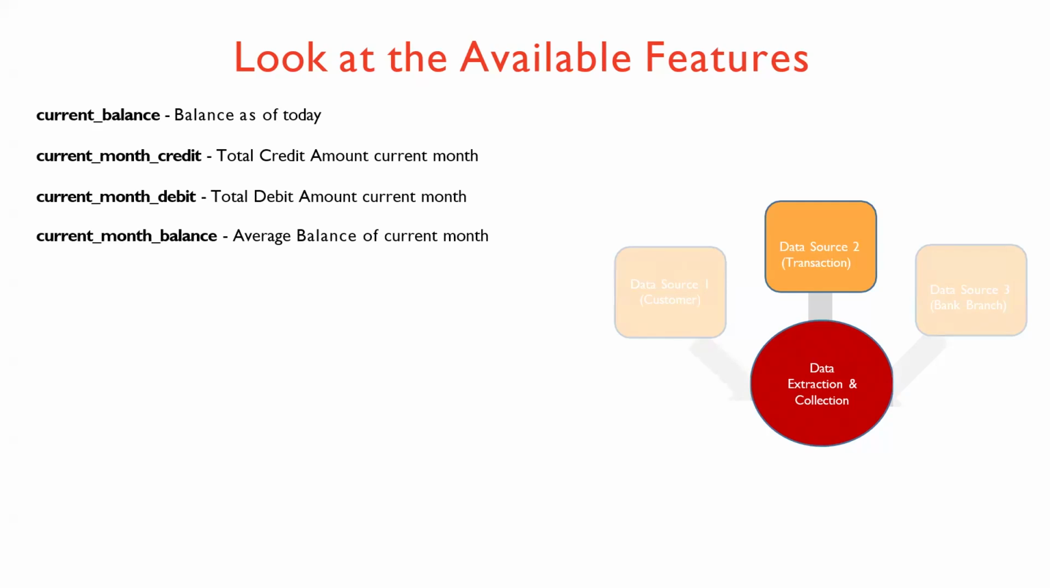How much is your credit balance? 50. How much is your debit balance? 23. Then the average: on average, how much balance are you maintaining month on month? It may not be for one month. Overall, last month, how much did you have?